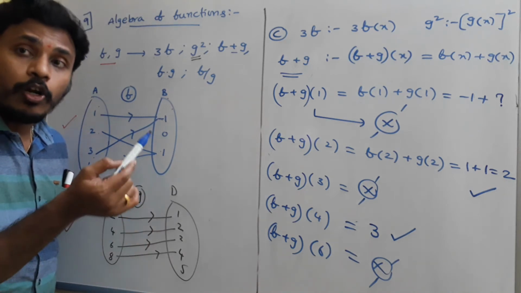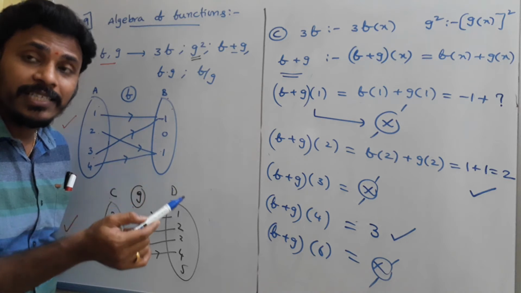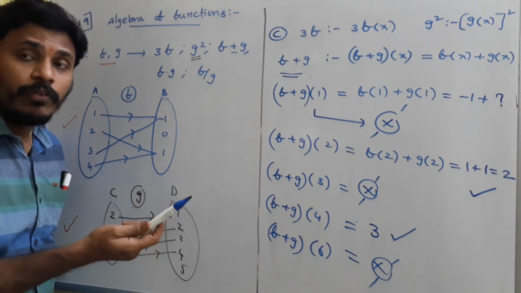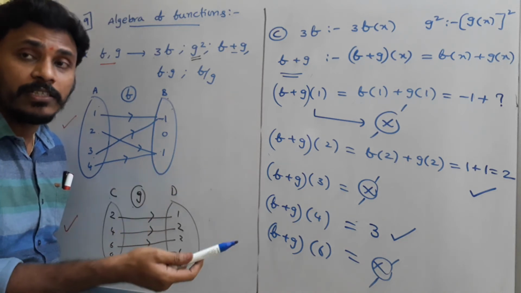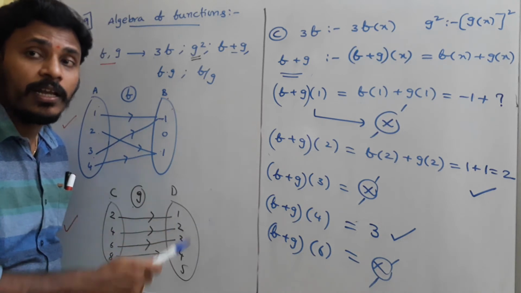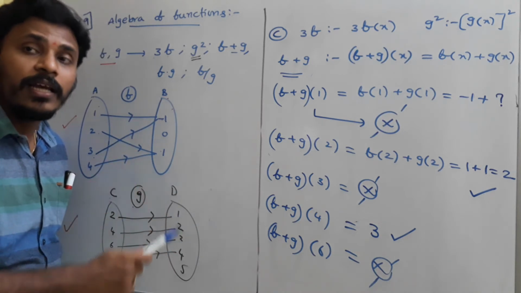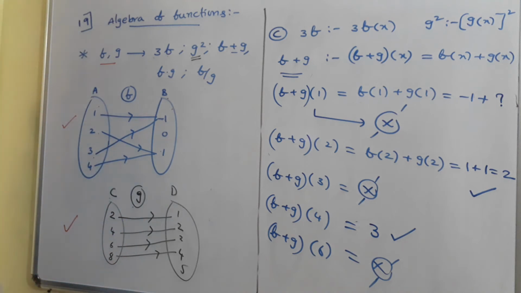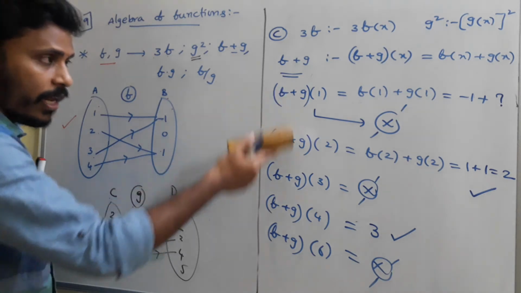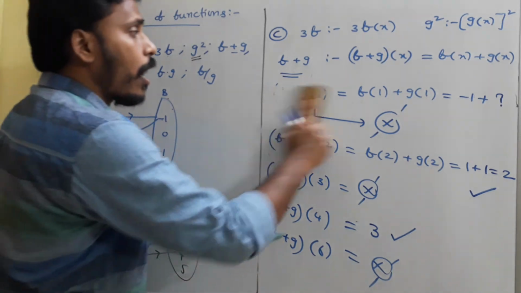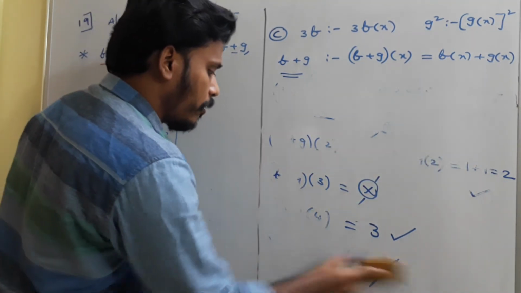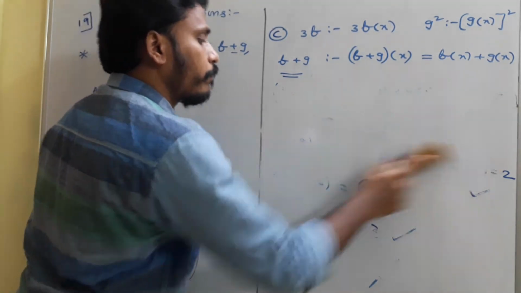That is, in the sense, the domain for f plus g is just the intersection of the domains of these two, or otherwise we can't get its corresponding image, so f plus g won't become a function. So to make f plus g a function, the domain of f plus g must be the intersection of the domains of these two functions f and g. So with this discussion, it is very clear that the domain of f plus g must be the intersection.